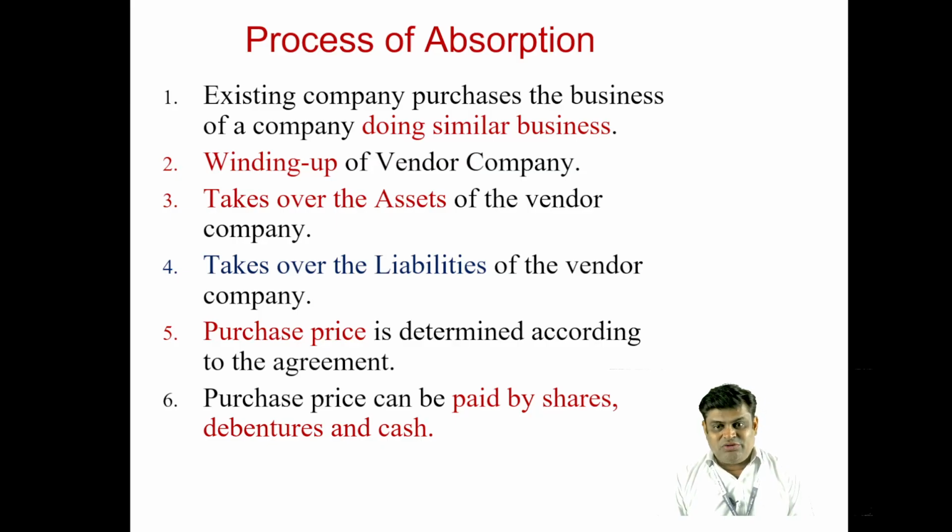The vendor company hands over the assets to the purchasing company, as the purchasing company takes over all the assets as well as the liabilities. That's why from the total assets, the liabilities are subtracted. Then for that net worth, equal to that net asset, the consideration is paid by the purchasing company, right? It is paid to the vendor company. This is the simple process of absorption of the company.